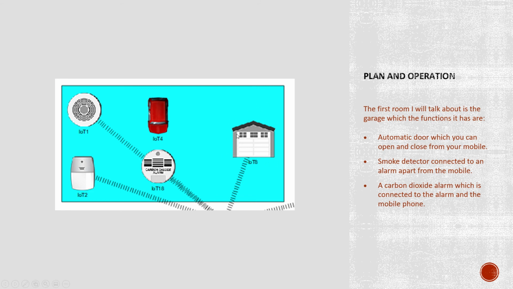This smoke detector connects to an alarm, apart from the mobile. This is a smoke detector and a carbon dioxide alarm, which is connected to the alarm and the mobile phone. This is the alarm, and it is connected to the smoke and carbon dioxide detector.